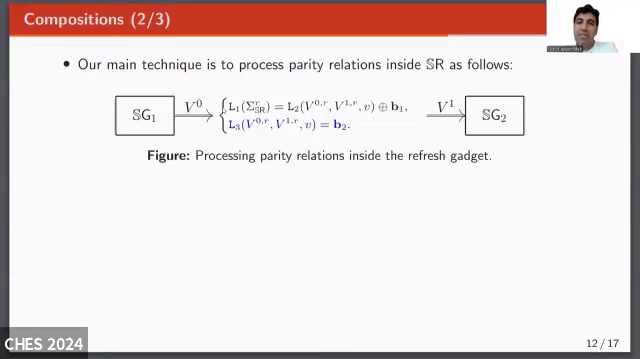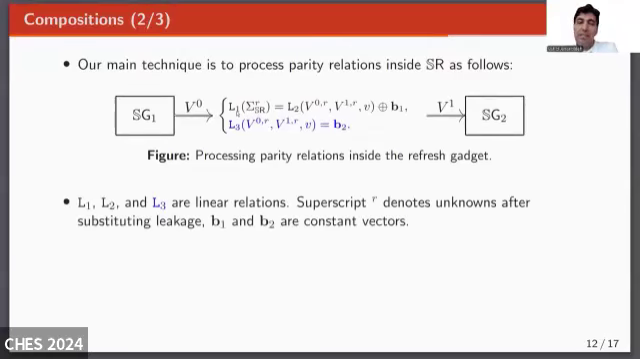We have shown that parity relations inside the refresh gadget can be grouped in 2 parts. One set contains intermediates and boundary variables, and the other set only contains boundary variables. Here, L1, L2, and L3 are linear relations, and P1 and P2 are constants.